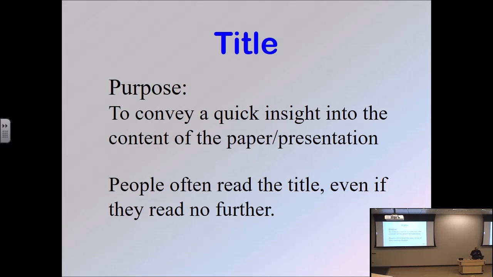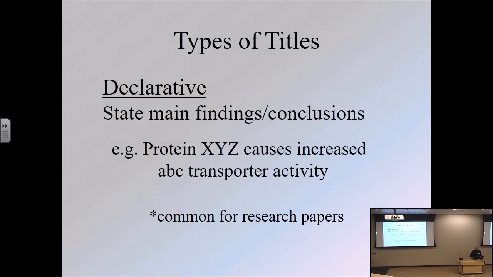Okay, so you want to make sure the title gives an insight into the paper, but you want to make sure the title also is something that is interesting to people. All right, there's 3 basic types of titles. One is a declarative. That's where you state your main findings and conclusions. So in other words, your title is actually kind of a mini abstract. Okay, for example, protein XYZ causes an increased ABC transporter activity. So it's declared right there, this is what you found, this is what's happening. For research papers, this is going to be the most common style of title.